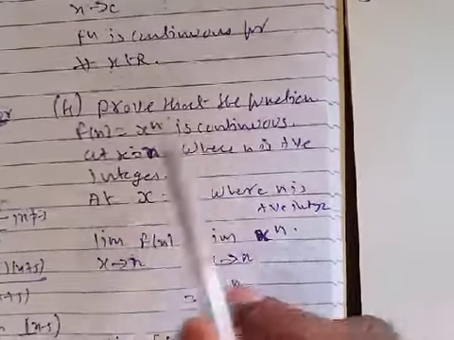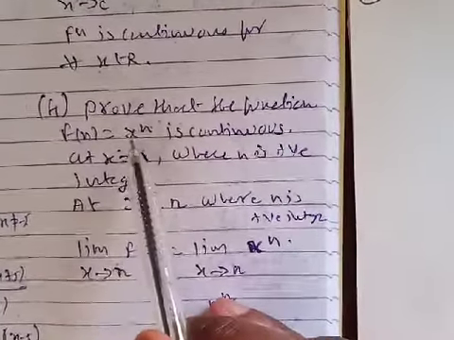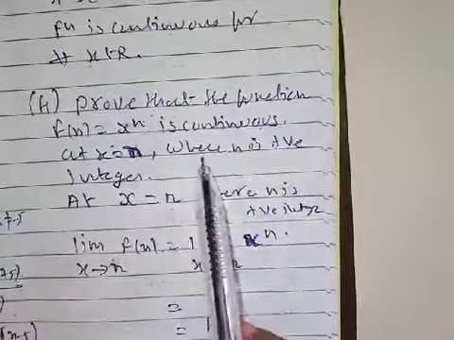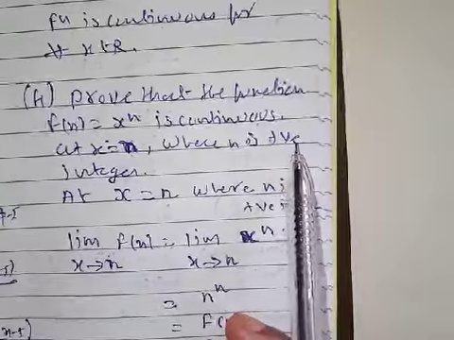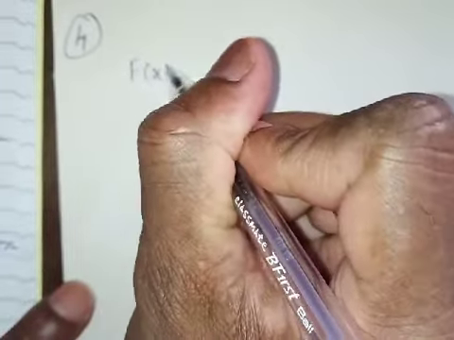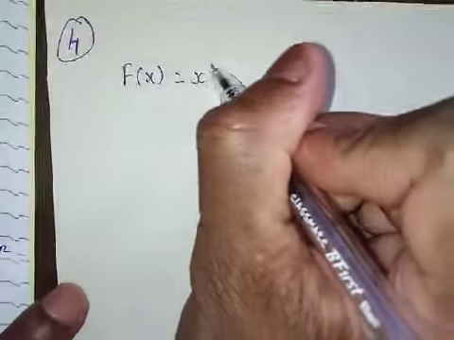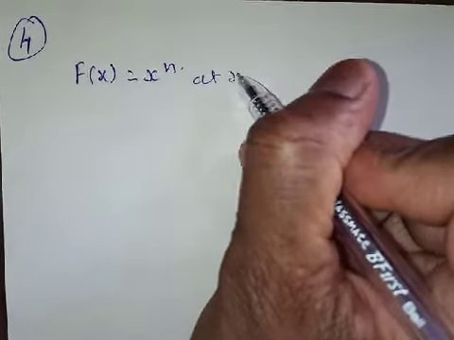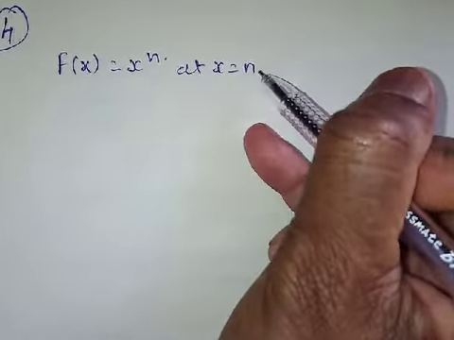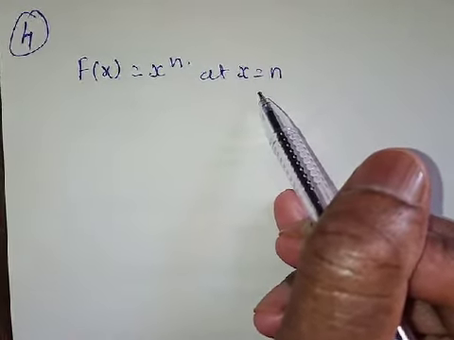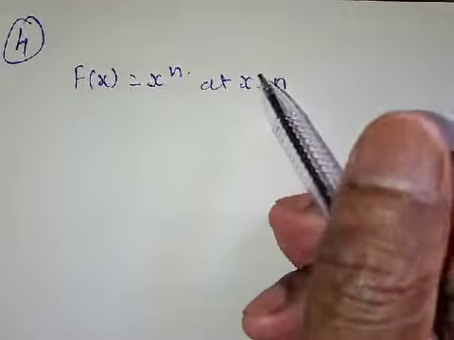Prove that the function f(x) is equal to x raised to n is continuous at x is equal to n, where n is a positive integer. What is given? f(x) is equal to x raised to n. At x is equal to n, we have to prove it is continuous, where n is a positive integer. So what is the definition?